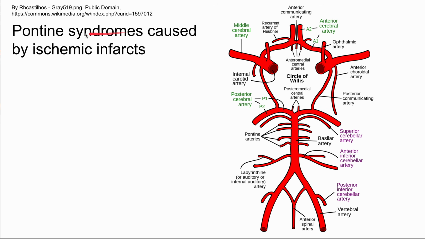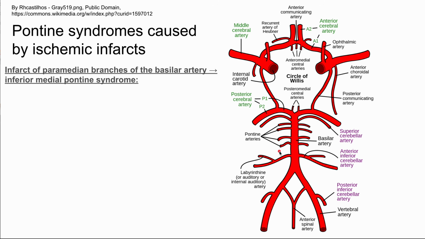These are Pontine syndromes caused by ischemic infarcts. First, this is the circle of Willis, and it's worth noting where the pons gets its blood supply from. It usually gets its blood from the basilar artery, specifically the Pontine arteries, as well as some from the anterior inferior cerebellar artery, the AICA. And we'll see what infarctions in all of these do, what Pontine syndromes they cause.